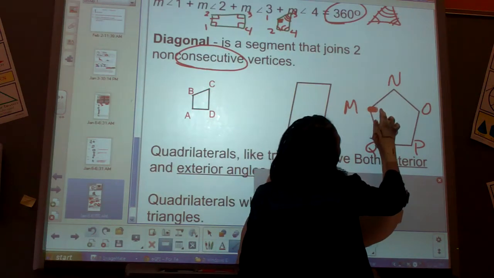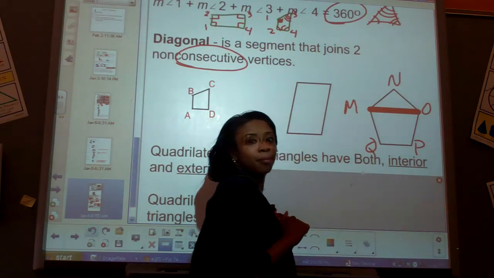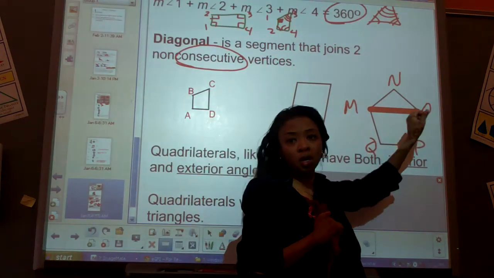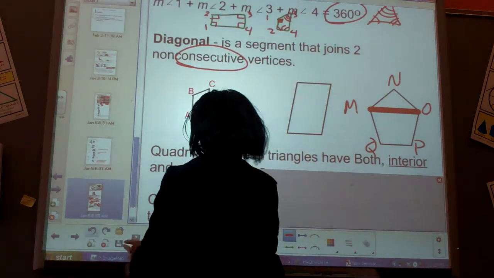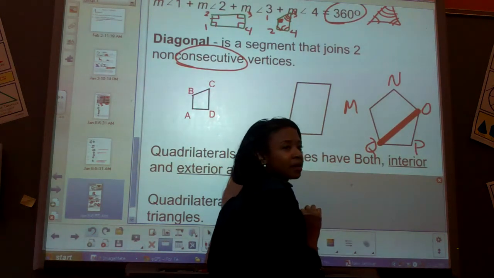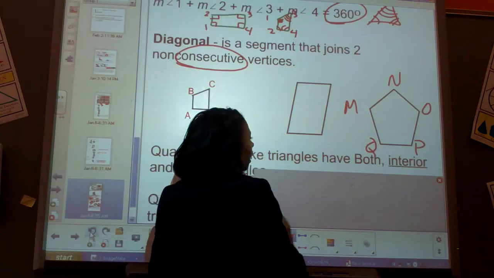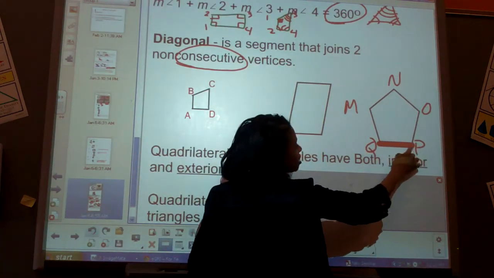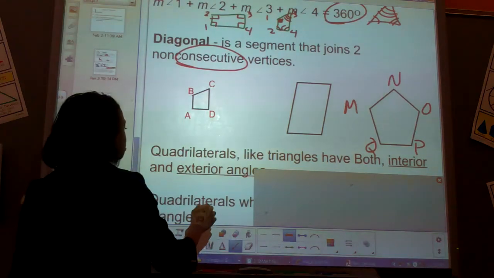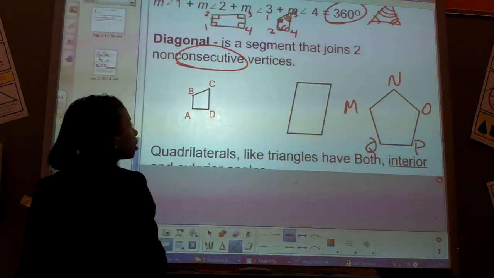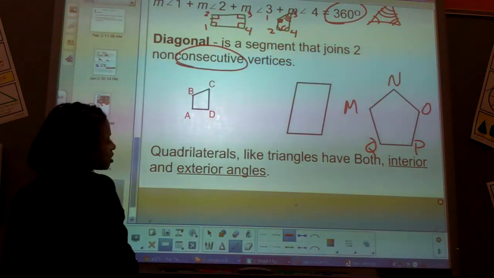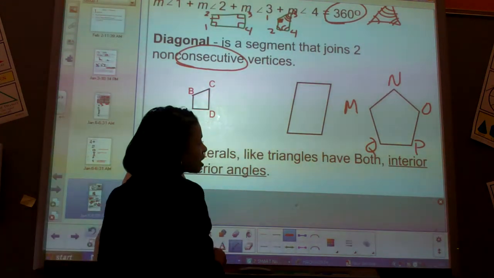What about MO? Yes, that is a diagonal because they are not next to one another. That is a diagonal, theoretically. And then QO, yes, that would be a diagonal. QP is not because they're next to one another. Hopefully you get what I mean. And quadrilaterals, just like a triangle, they have both interior and exterior. Remember, inside and outside angles.